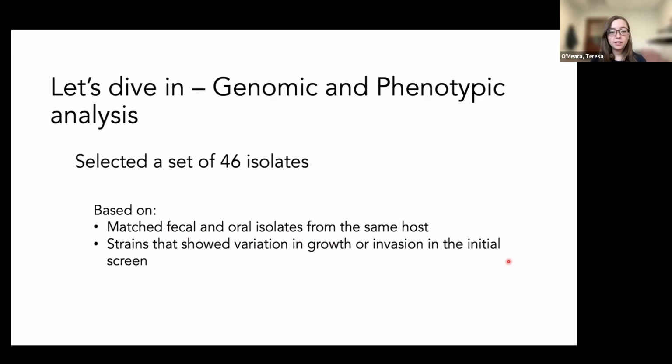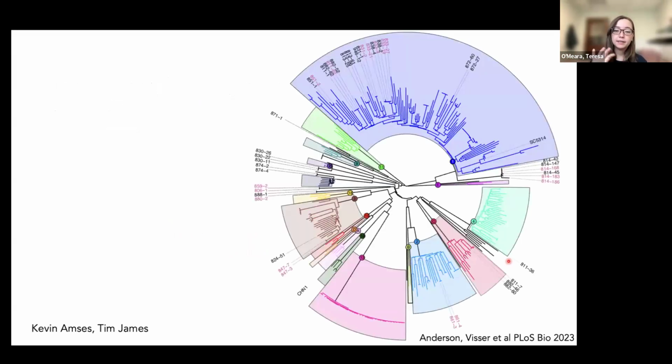So using that, we started by doing whole genome sequencing, and we placed them in the context of all of the other Candida albicans strains that had been previously sequenced. This is work that we collaborated on with Tim James and his student at the time, Kevin Ames. Here I'm showing you a phylogenetic tree of all of the different Candida albicans isolates, colored by defined clades from the Ropars data set from Christophe d'Enfert's lab. We place our isolates in the context of these previously sequenced strains. So we do have representation from multiple different strains and clades. And just as a reference, here's SC5314, our reference strain.